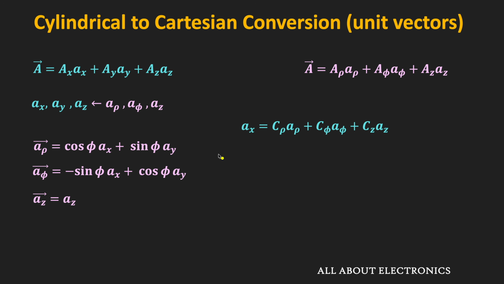So in general, this unit vector ax can be expressed as the combination of these vectors a rho, a phi and the az, where here the c rho, c phi and the cz are the projection of these unit vectors a rho, a phi and the az in the direction of the ax. That means here this c rho is equal to this ax dot a rho, and as you know, it is nothing but the projection of the vector a rho in the direction of the ax. So here, since we already know the unit vector a rho in terms of the ax and ay, we can easily perform this ax dot a rho.